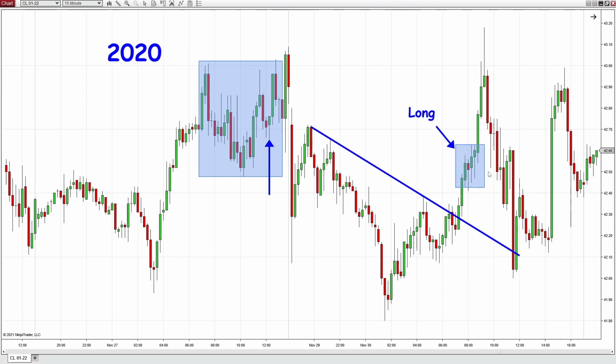After the pullback, there is a long opportunity, and then it is a measured move. You can see that starting from where the uptrend starts here, we measure up. It goes even higher to test the previous day's high.